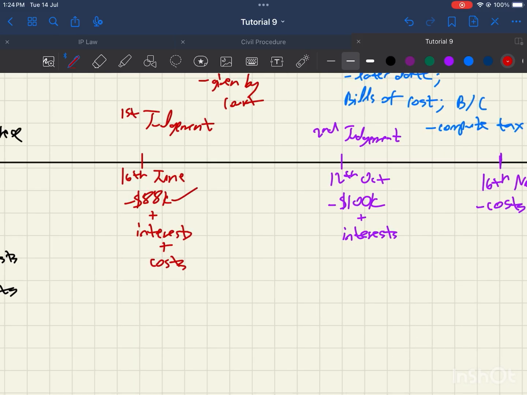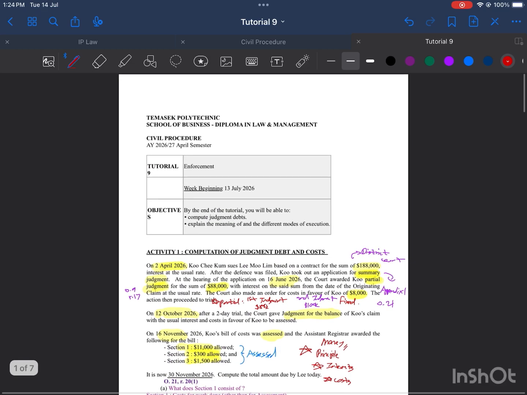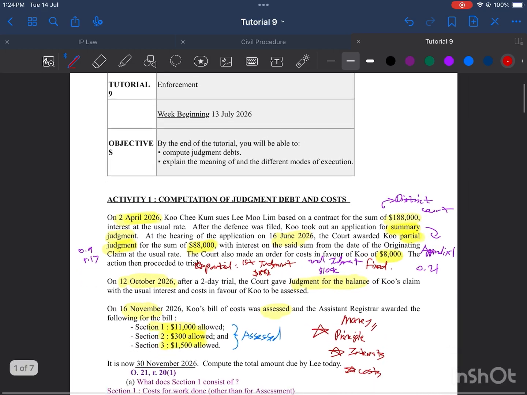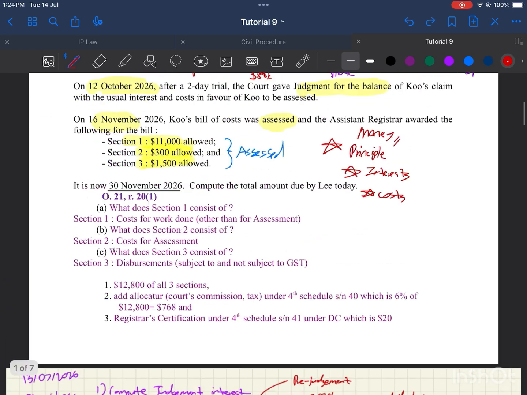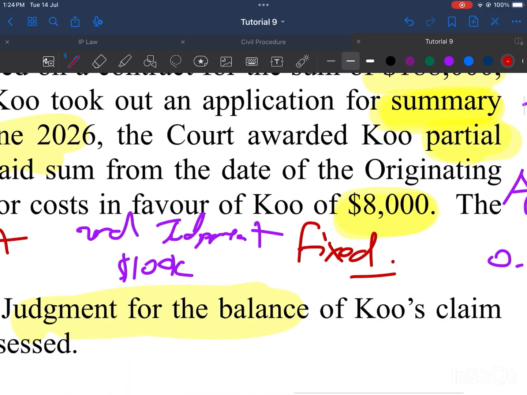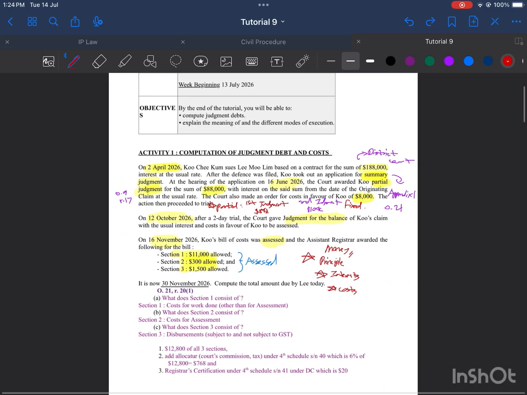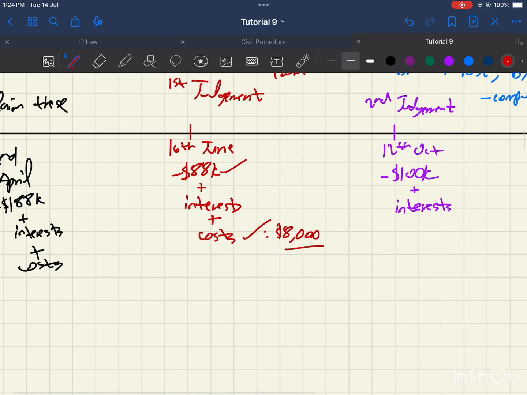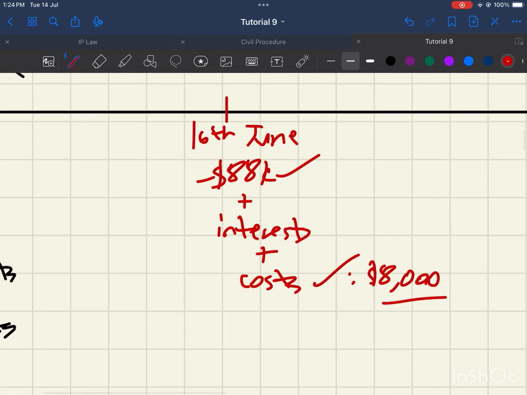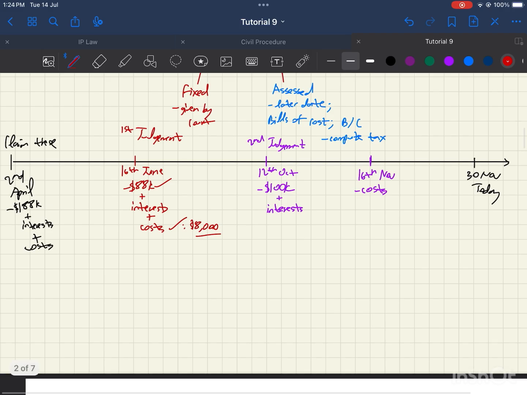All right. So we have the principal. We have the cost. How much is the cost? That's right. It's $8,000. As you can see over here, the court also made an order for cost in favor of $8,000, and this is a fixed cost, and hence I wrote fixed over there. And you don't gotta calculate no interest or tax or whatever. You can just use this amount straight away. So you have these two.